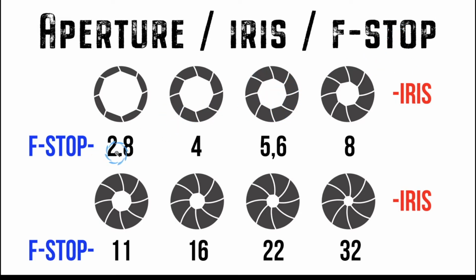F-stop is the number associated with the size of the opening. A small f-stop is going to be a large opening, and a high f-stop is going to be a small opening. So most likely it's the opposite of what you would think it would be. f/2.8 is going to let the most amount of light in, and f/32 is going to let the least amount of light in. So aperture is kind of the process of letting or opening the lens to let the light in, and f-stop is the number associated with it.